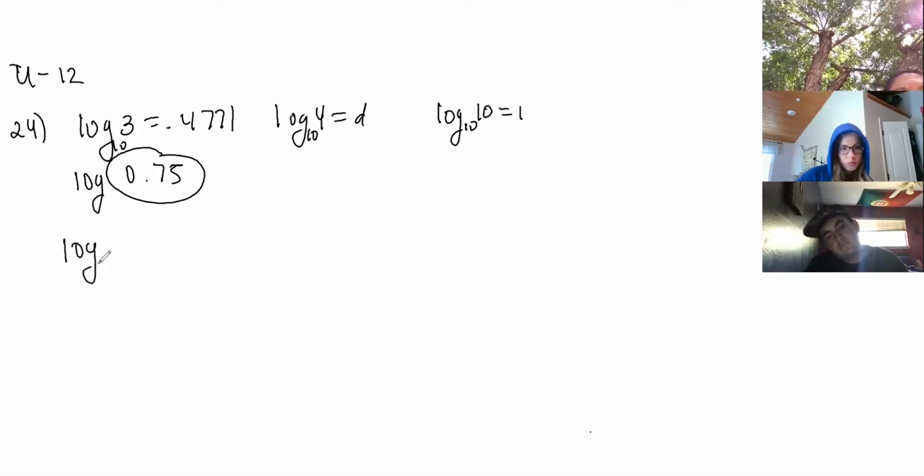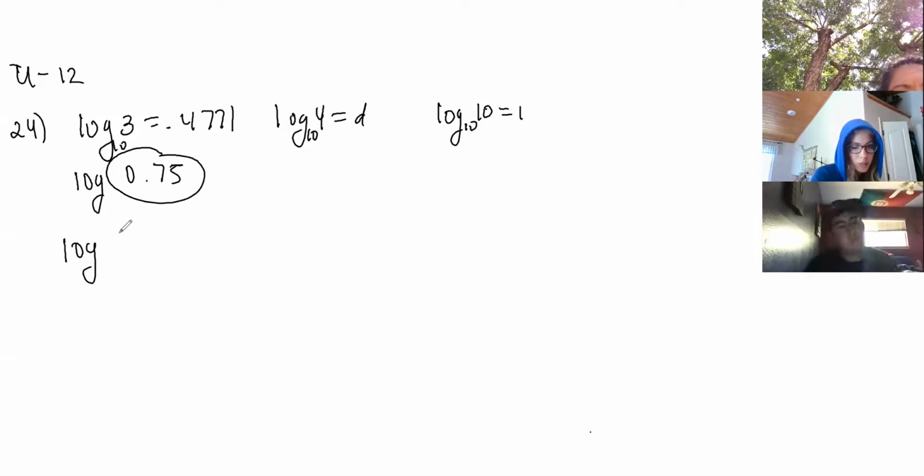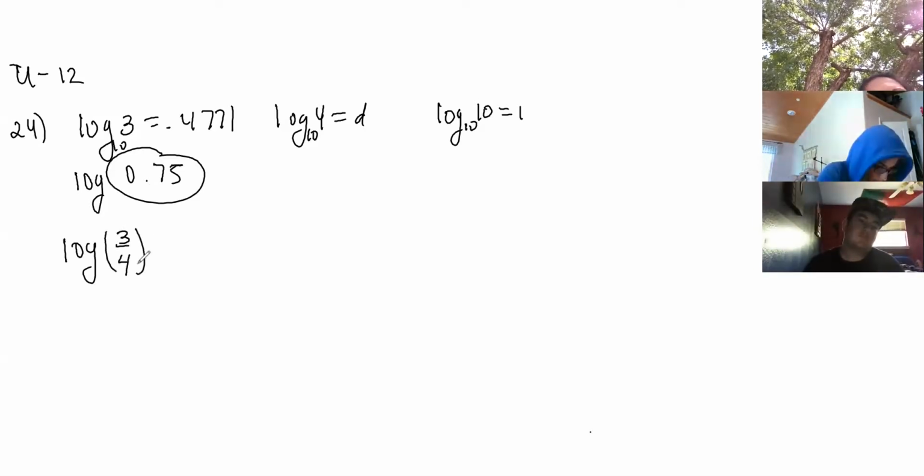Let's first write it as a fraction. What is 0.75 as a fraction? 3/4. Okay, so I don't have to do any rewriting. Do you agree? I'm already using 3 and 4 as division. Now I do have to rewrite it, separating the logs, because I don't have any log of 3/4.